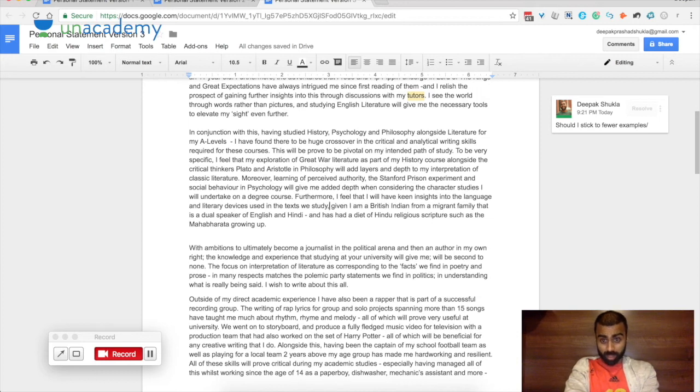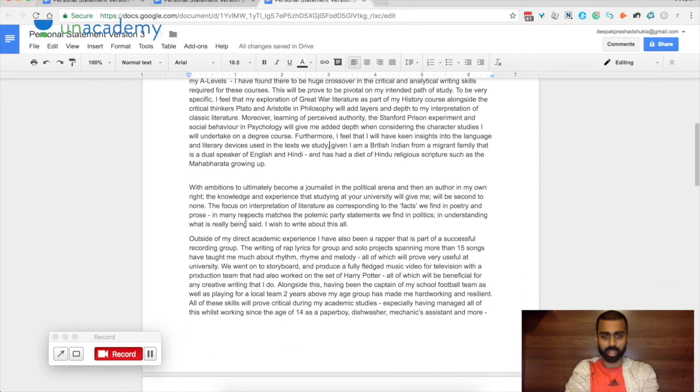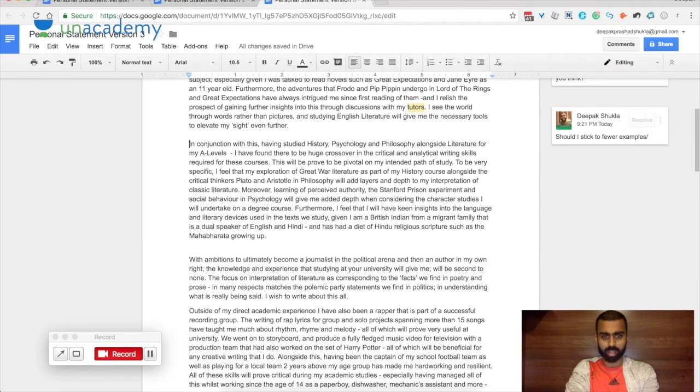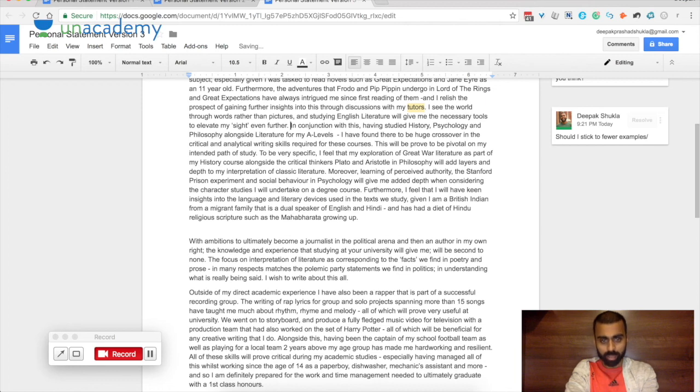Furthermore, I feel that I will have keen insights into the language and literary devices used in the text we study, given I'm a British Indian from a migrant family that is the dual speaker of English and Hindi, and has had a diet of Hindu religious scripture such as the Mahabharata growing up. Okay, good. So that's first paragraph put together.